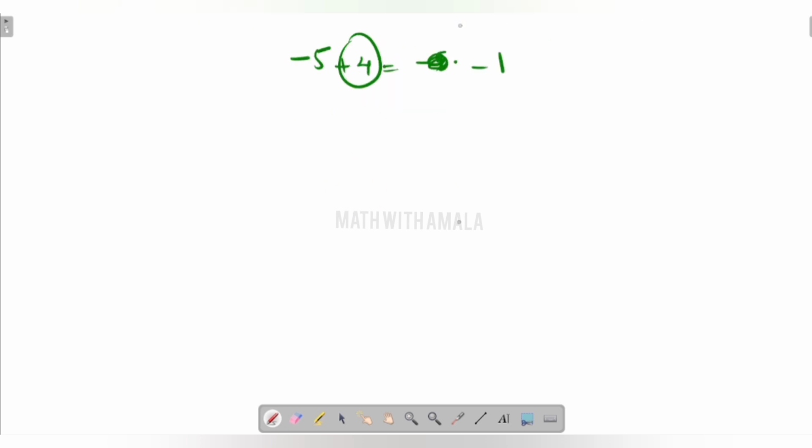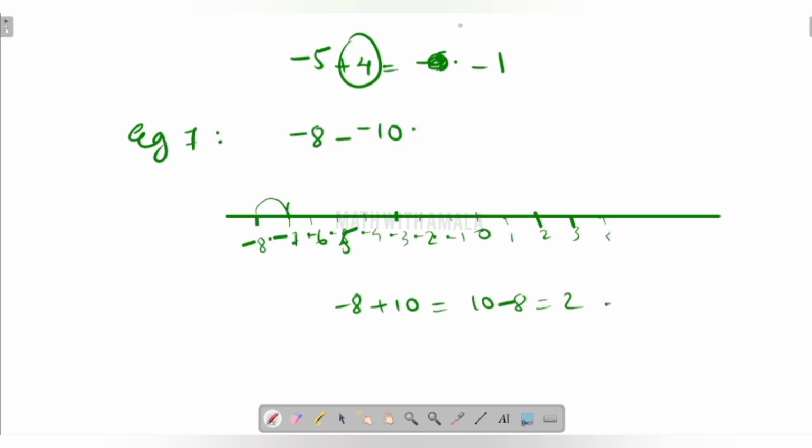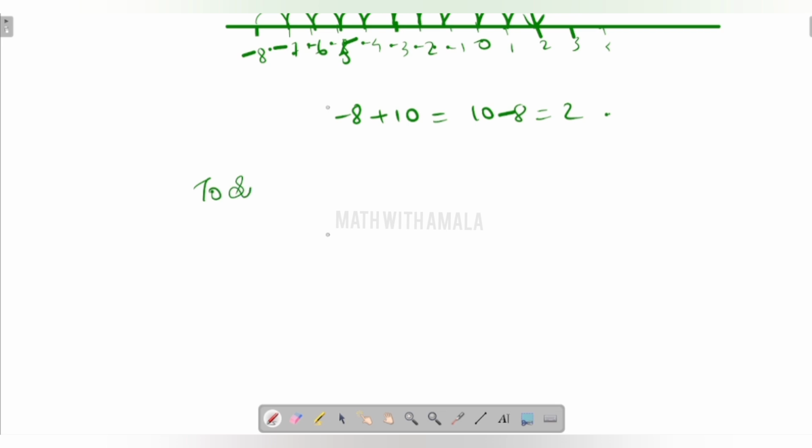So it is very easy to transform the subtraction of negatives to the nearest positive addition. Example number 7, minus 8 minus minus 10. Here you can just multiply minus into minus, you will get plus. Then minus 8 plus 10 is equal to 10 minus 8, that is 2. You can reach here like this. That means 10 units towards the right of minus 8.